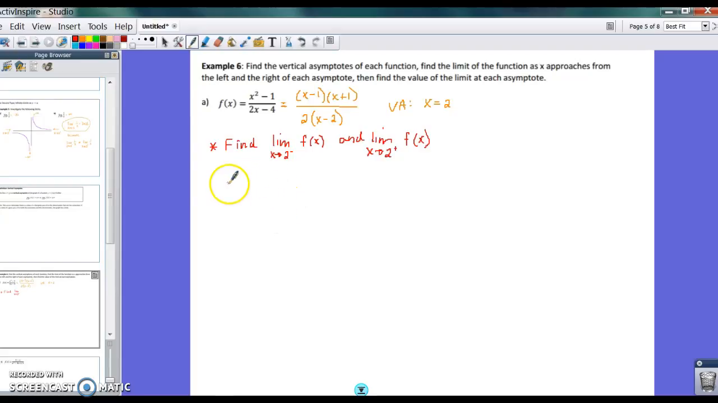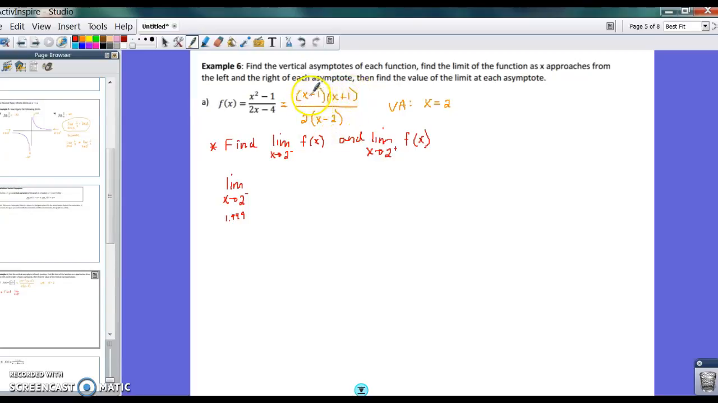So let's look at the first part here. I've got the limit as x approaches 2 from the left. So I'm going to use something really close to that. That would be something like 1.999, right? That's really close to 2 on the left of 2. Okay, so if I plug that into this original function, I don't have to get exact values, I'm just trying to determine the sign of what's happening here.